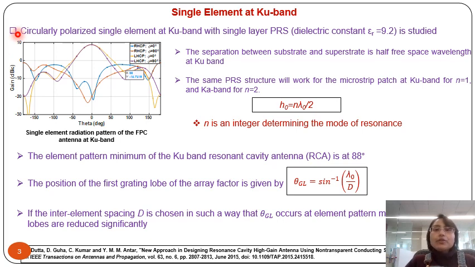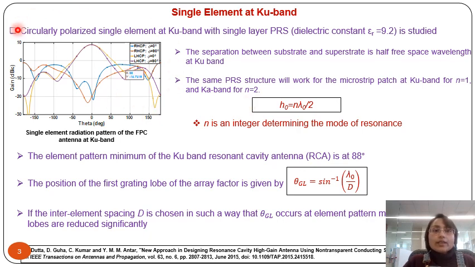The separation between the substrate and the superstrate is given by this equation. Therefore, when n equals 1, the height which is applicable for Ku band, the same PRS height is applicable for Ka band when n equals 2, where n is an integer determining the mode of resonance. Therefore, the same PRS is applicable for Ku band as well as for Ka band, with n equals 1 for Ku band and n equals 2 for Ka band.